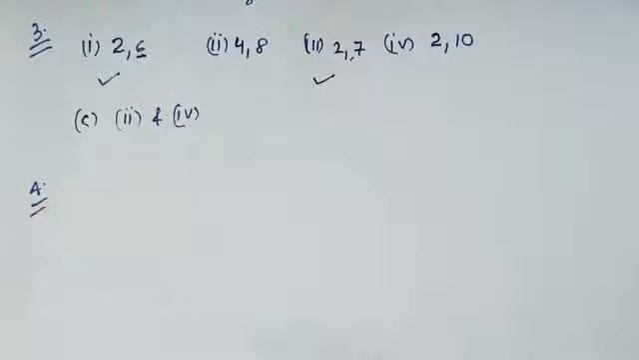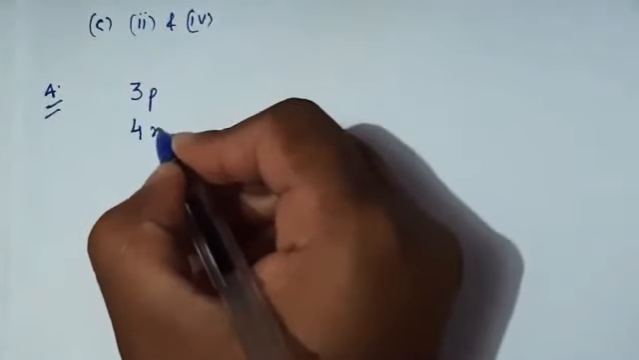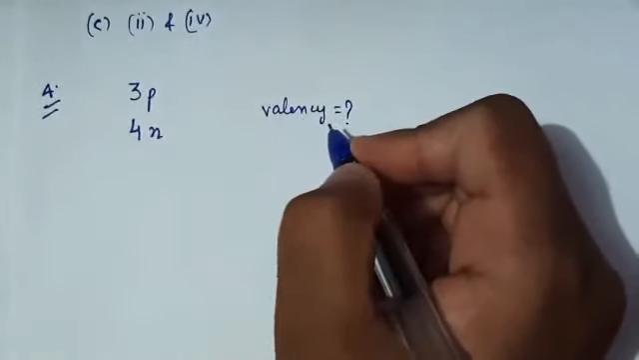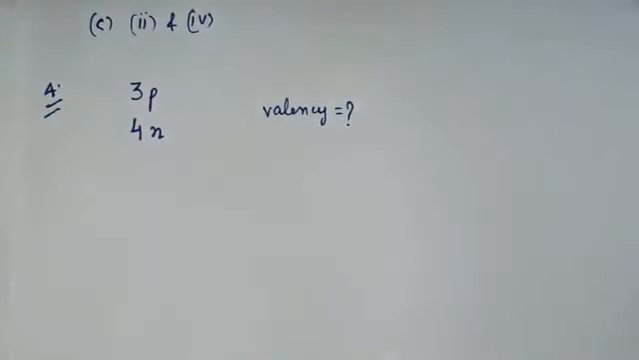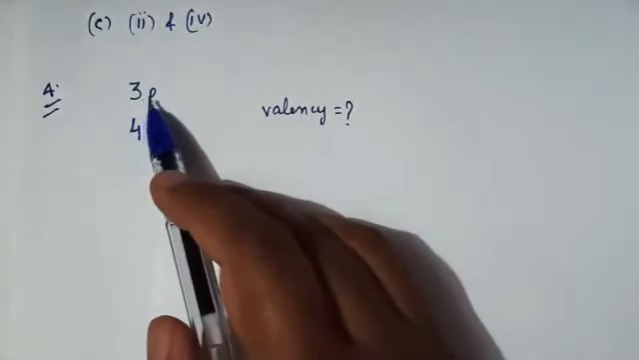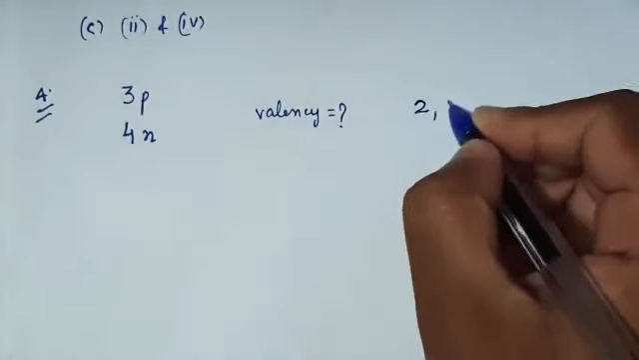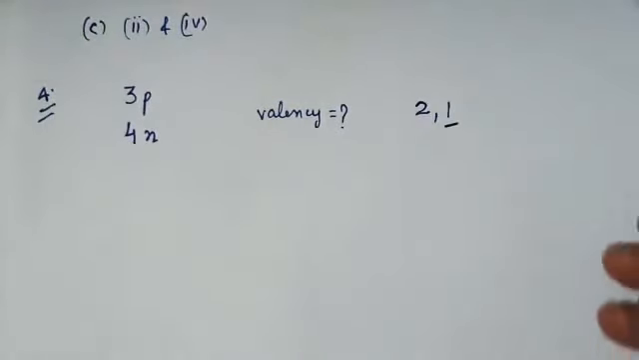Coming to fourth question. An atom with 3 protons and 4 neutrons will have the valency. We have to calculate the valency. The number of protons are 3. It means the atomic number is 3. So what is the electronic configuration? 2 and 1. Now what is the valency? Valency is 1. So the option is B, 1.